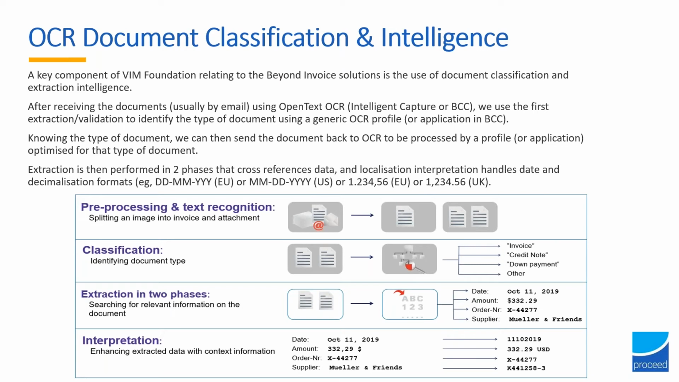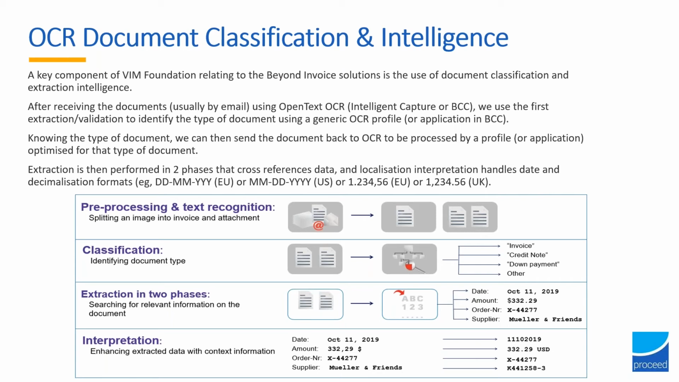Now, what we can do here is say, well, maybe that isn't such a bad thing. We can have all our incoming documents coming into one or two email mailboxes, and we'll let the OCR sort it out. So we can scan a document through the optical character recognition, identify what type of document it is, and then, knowing that it's an invoice or a delivery or an order confirmation, send it back around a loop to run the OCR again.